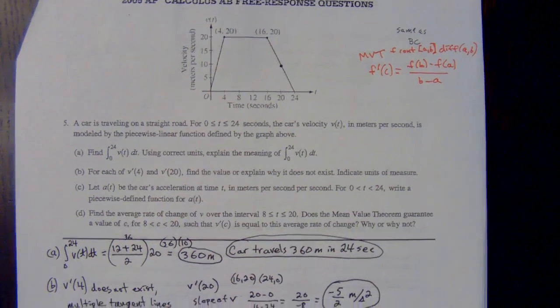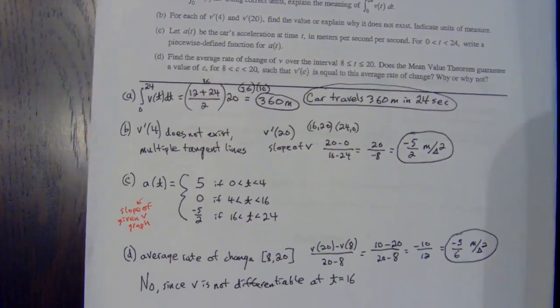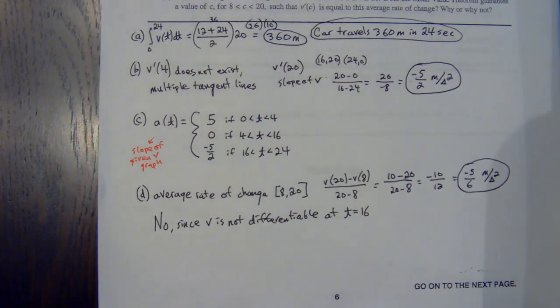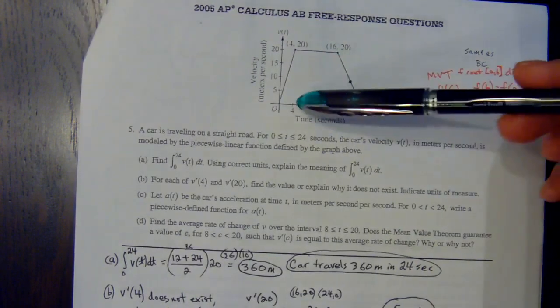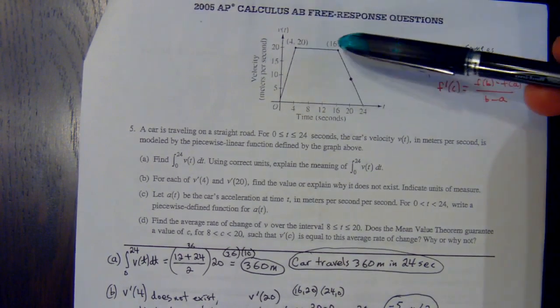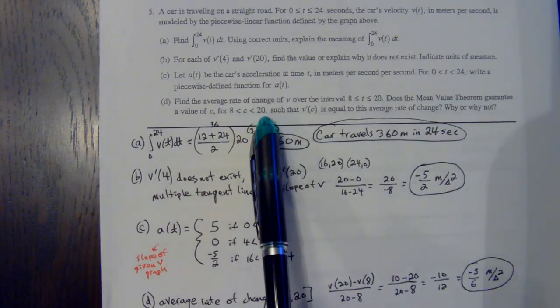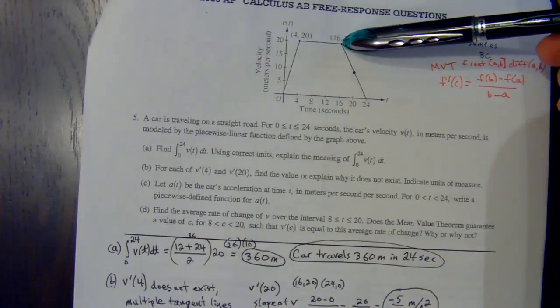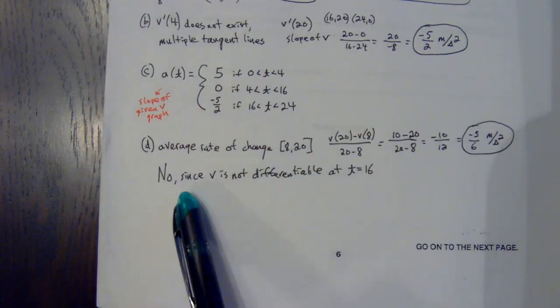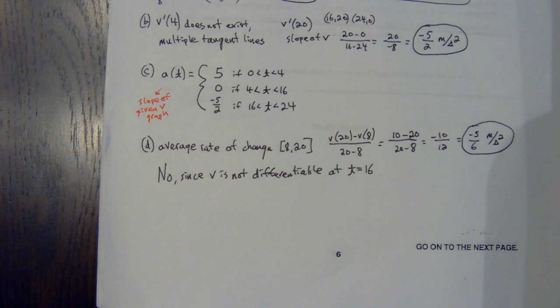This one isn't even having us apply the mean value theorem. It just wants to know, does the mean value theorem apply? So usually for a theorem to apply, it's got to be smooth and curvy. It's got to be continuous. It's got to be differentiable. Now, this particular graph is continuous. I don't have to lift up my pen when I'm drawing that whole graph there. So it's continuous, but it's not differentiable at those corner points. So it says in between 8 and 20 only. And so in between 8 and 20, right there at the 16, I put no, this theorem doesn't apply since the v is not differentiable at t equals 16.